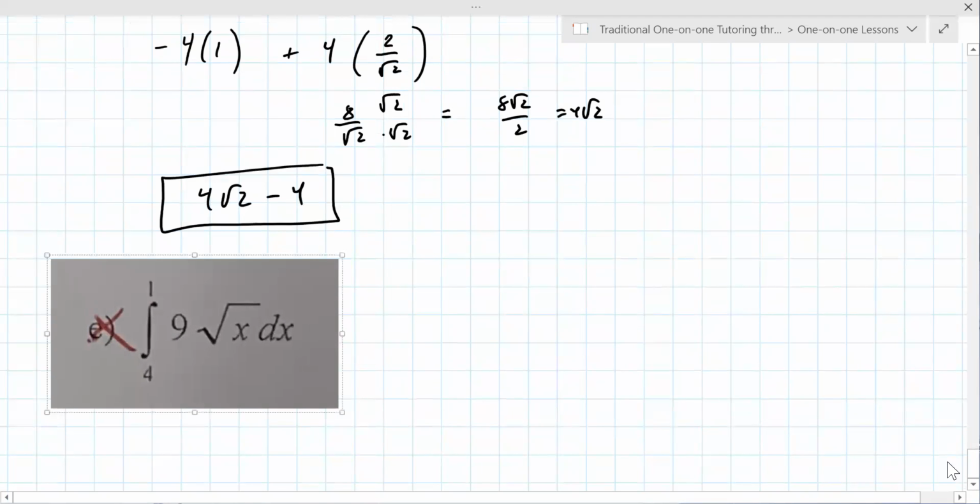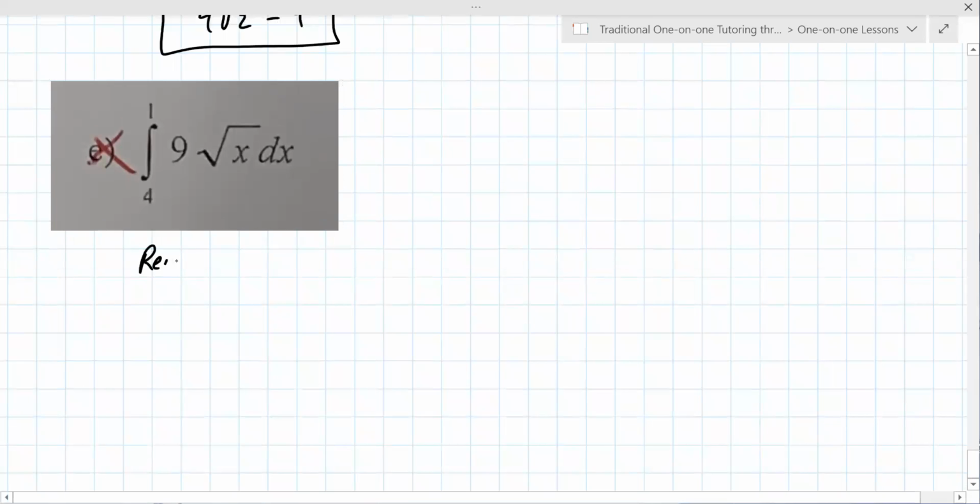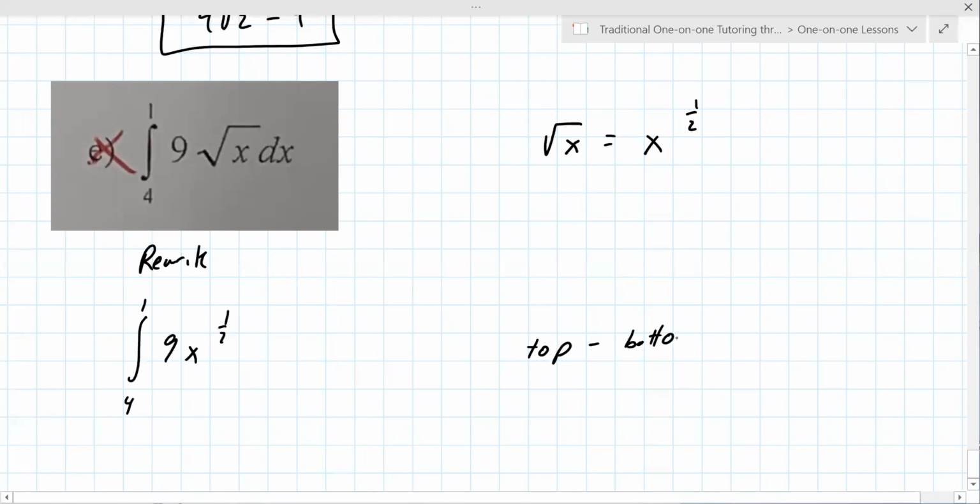All right, so this one requires a rewrite step. It's a reminder that the square root of x is x to the 1/2 power. So this is the integral from 4 to 1. Notice the bounds are backwards. I don't know why the instructor emphasized that, but you've got to deal with that at some point. You can either make it negative now, or you can always do top minus bottom. You have to acknowledge that it's there.